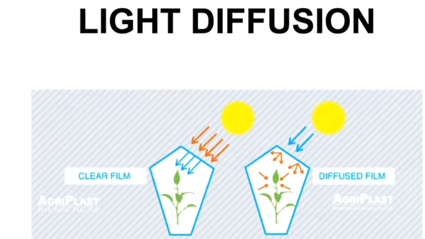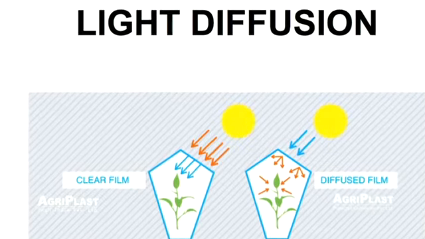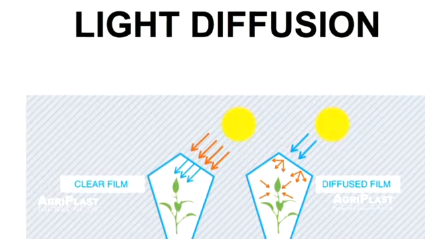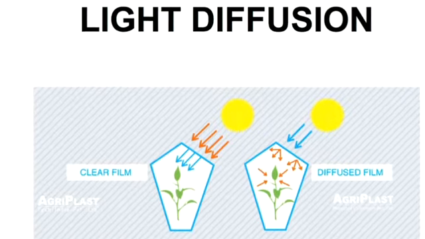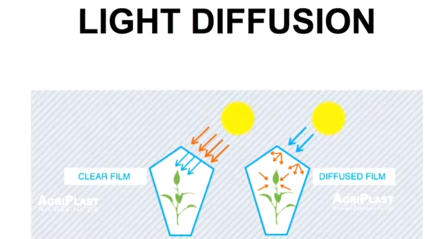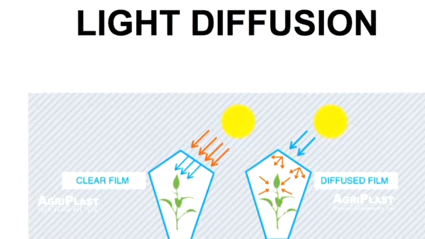Under the clear film, the light is coming directly, so you have shadow formation. In the diffuse film, the minute the light touches the plastic, it gets scattered. And once it gets scattered, it sends the light into all layers of leaf, and then the photosynthesis increases. My first victim of diffuse film is here.